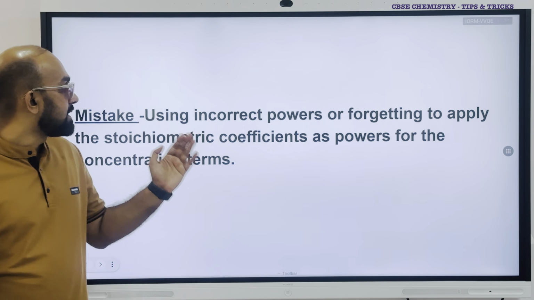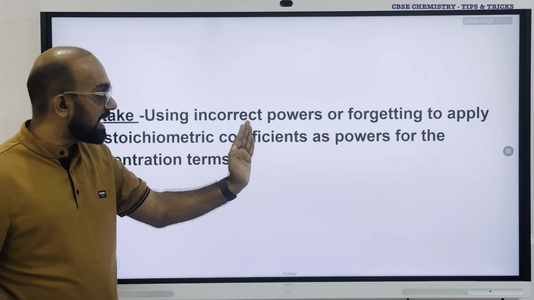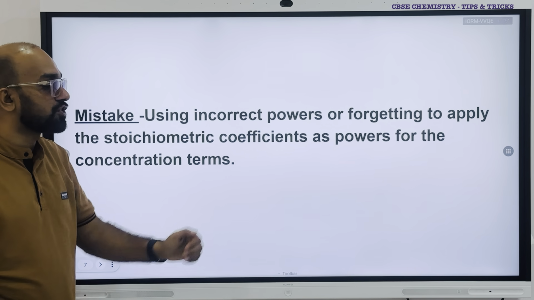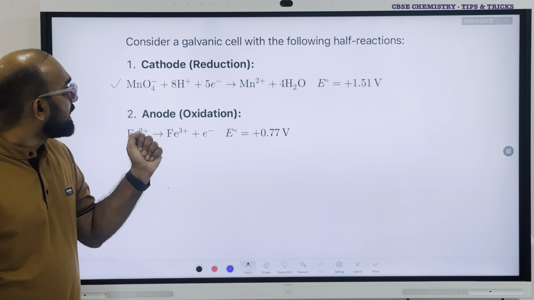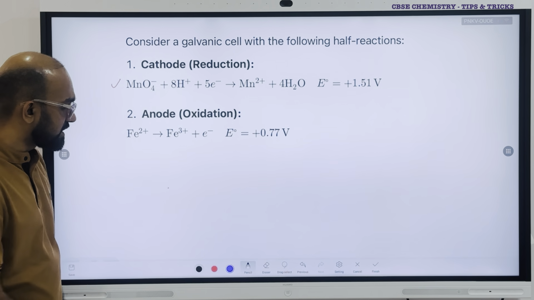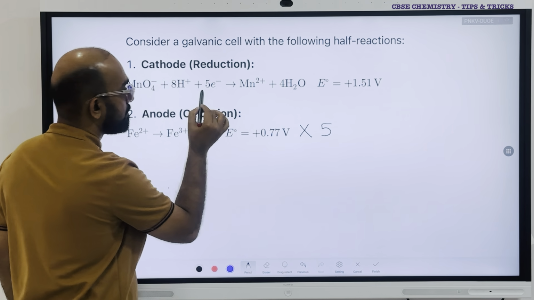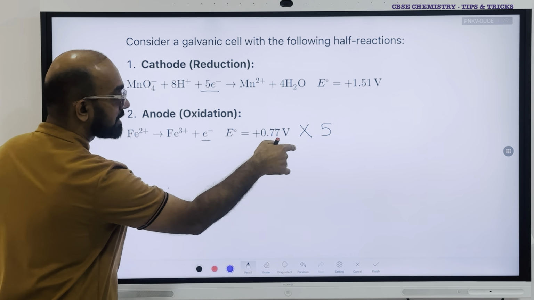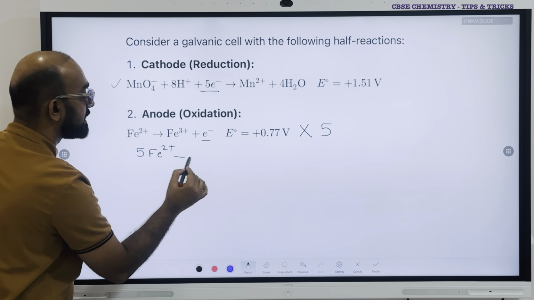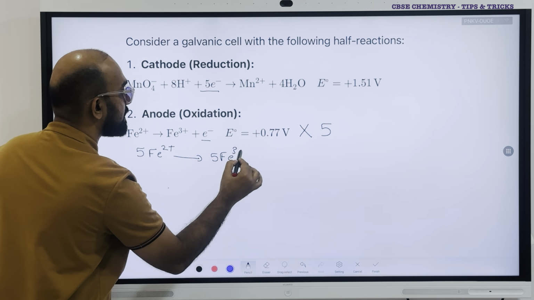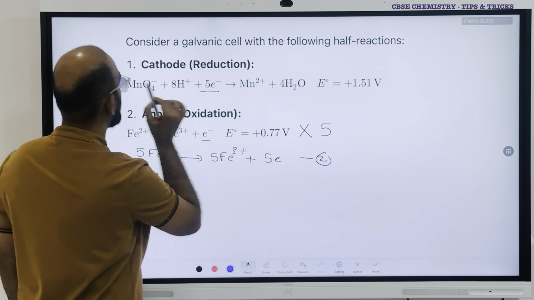The next possible mistake is using incorrect powers or forgetting to apply the stoichiometric coefficients as powers for the concentration terms. Okay, we can try an example. You already saw these equations, right? Here the cathode reaction and the anode reaction have different numbers of electrons, right? So what will you have to do? Multiply this equation with 5, because here there are 5 electrons and here 1 electron. So you will be getting 5Fe2+ gives 5Fe3+ plus 5 electrons.